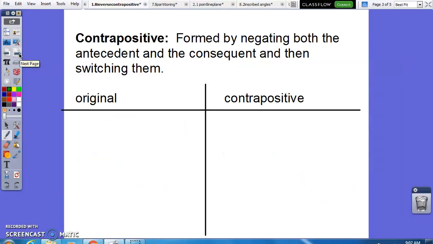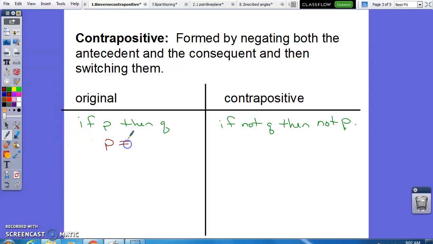The contrapositive is formed by negating both the antecedent and the consequent, and then also switching them. So if our original statement is if P then Q, the contrapositive would be if not Q, then not P. So we're switching them around and negating at the same time. So symbol-wise, P implies Q becomes not Q implies not P. Again, that's the not symbol.